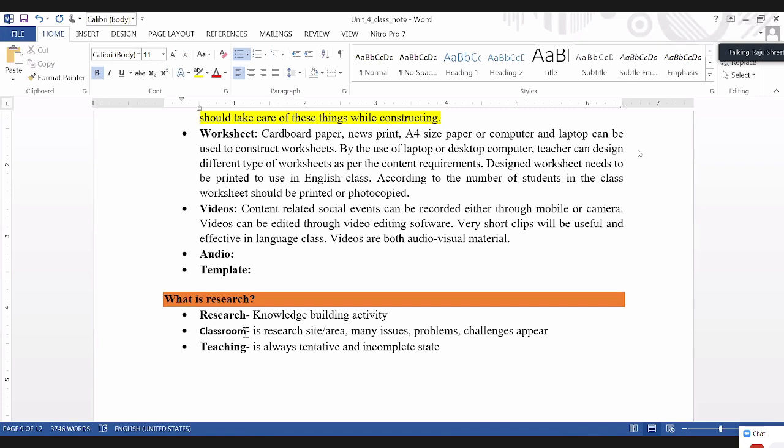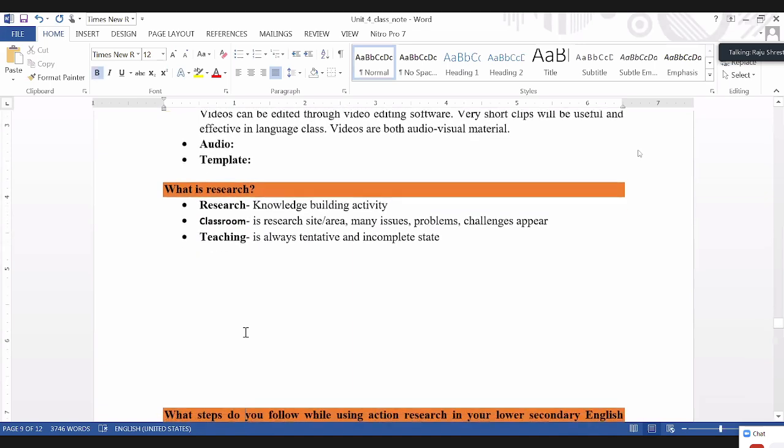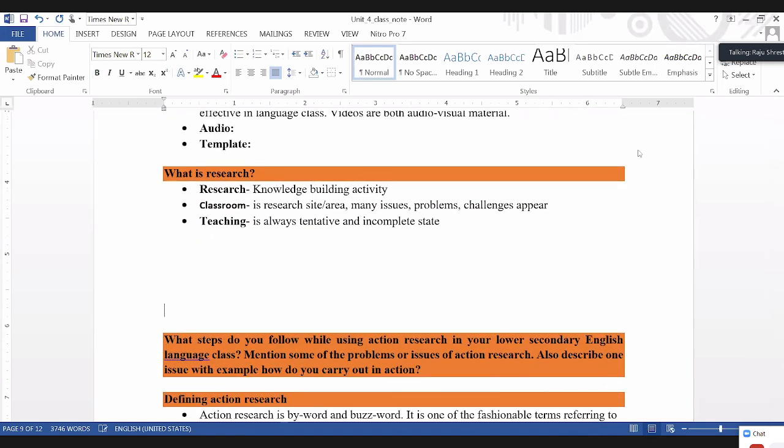Classroom is always raising issues, problems. Then simply we understand this: classroom is a research area, teaching is always incomplete, then always we need to do research. Teacher is researcher, students are informants. सूचना दिने चाहिँ विद्यार्थी भयो हैन. यसरी हेरौं, now go to the action research. अब त्यसो action research के हो त भन्नेतिर जाउँ.